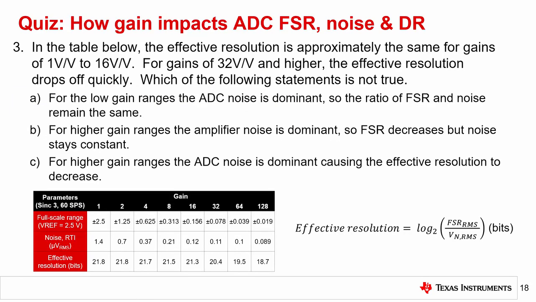Question 3. In the table below, the effective resolution is approximately the same for gains of 1 volt per volt to 16 volts per volt. For gains of 32 volts per volt and higher, the effective resolution drops off quickly. Which of the following statements is not true? The answer is C. For higher gain ranges, the ADC noise is dominant, causing the effective resolution to decrease.